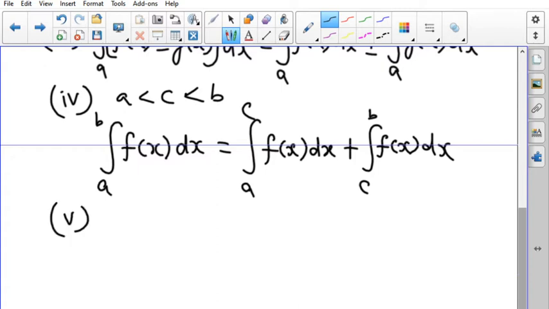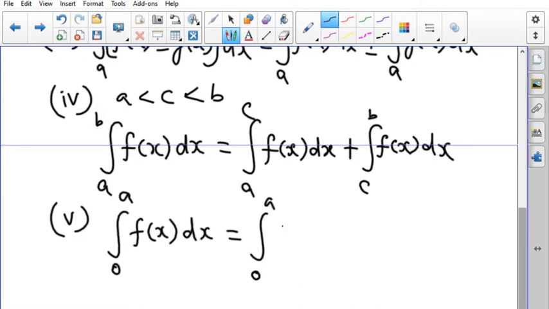Now property number 5, integral 0 to a f of x dx can be written as integral 0 to a f of a minus x dx. Okay, so this is a very important property.